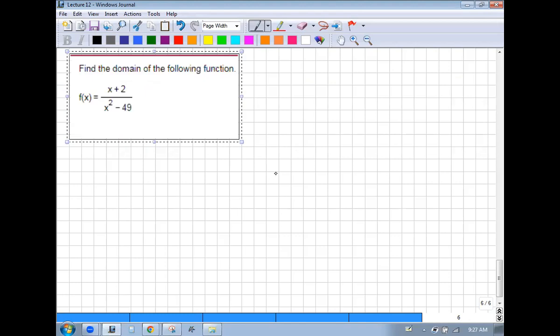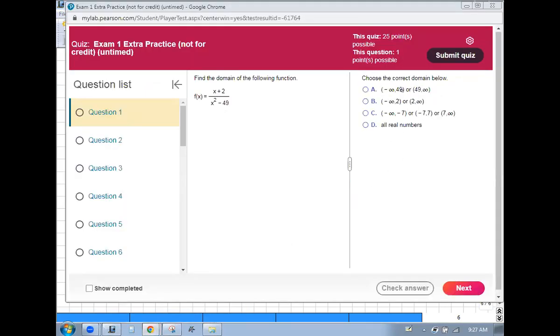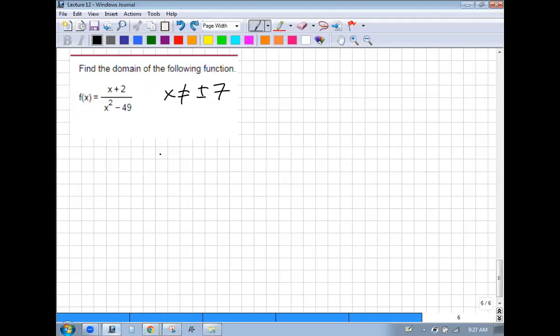Find the domain, right? Well, the domain is only the numbers you can plug in where you get something back, right? Obviously, you can't divide by 0, so x cannot be positive or negative 7. That's not one of the answers, because this is what the domain isn't. We need to say what it is. So in interval notation, we'd say everything from negative infinity to negative 7, then everything from negative 7 to 7, then everything from 7 to infinity. That's how you want to write that in interval notation, right?